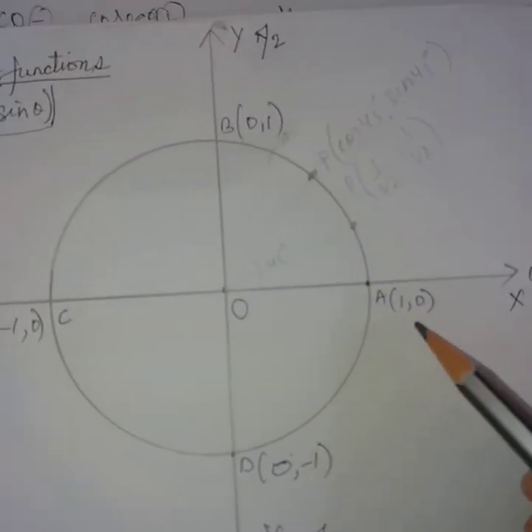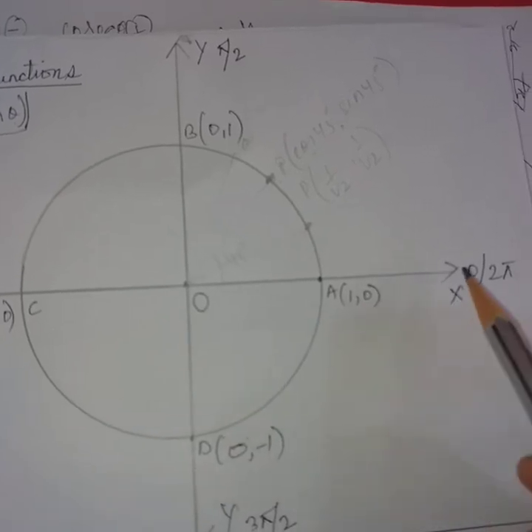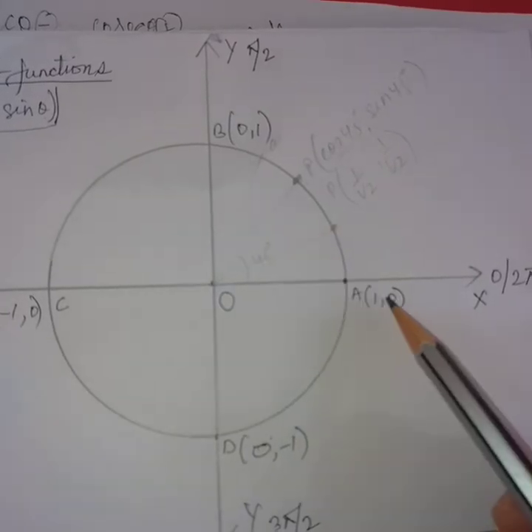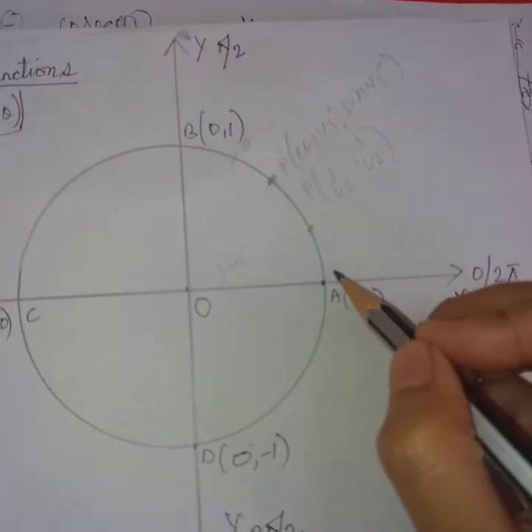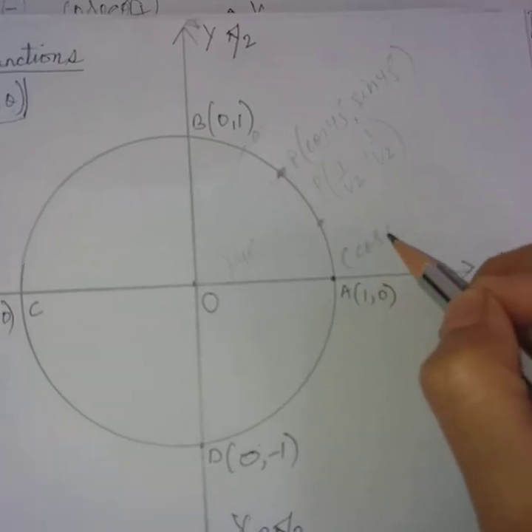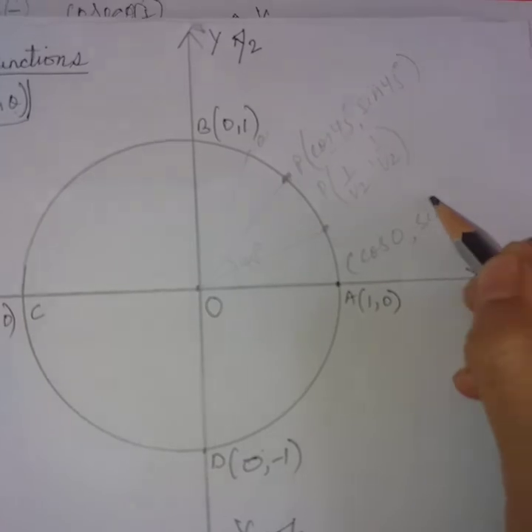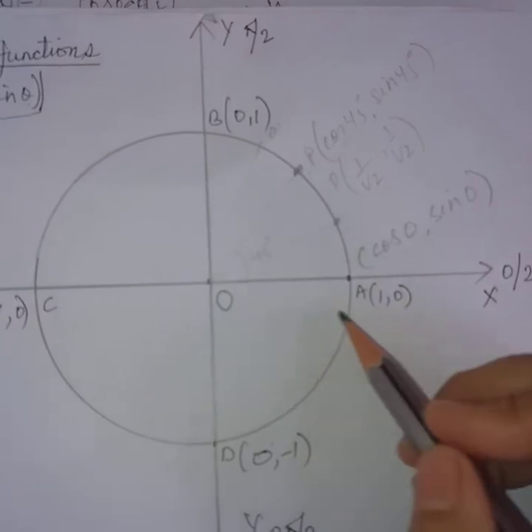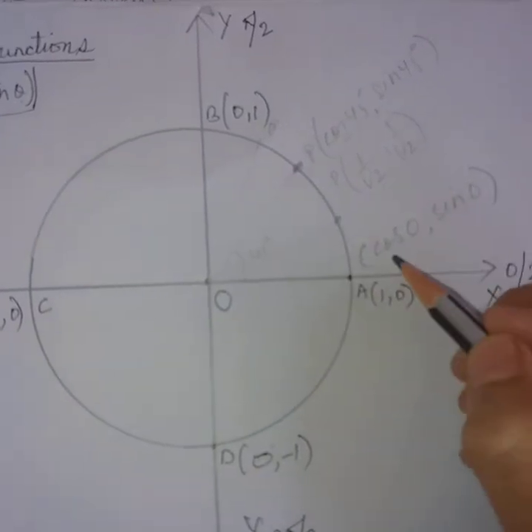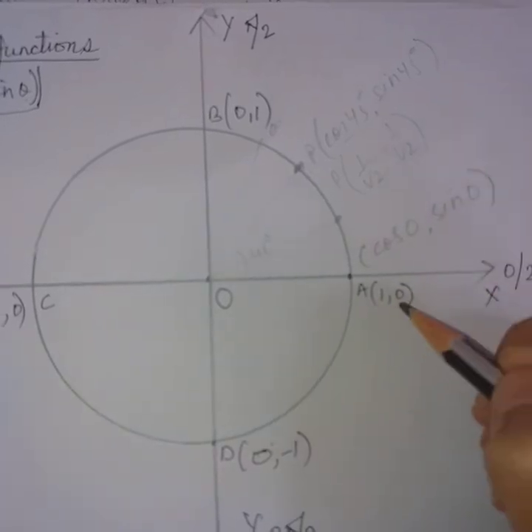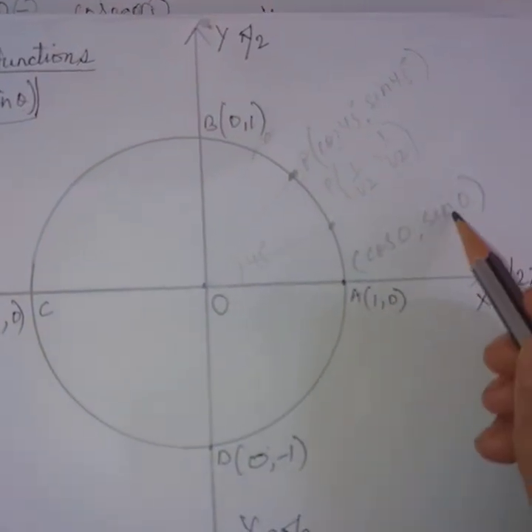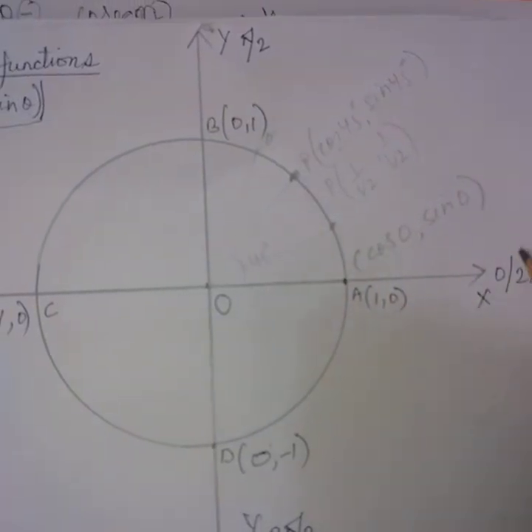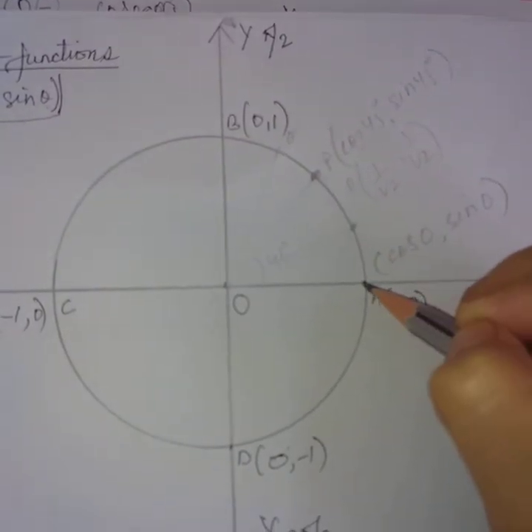Now let us see first, on the x-axis, this point A. On the x-axis, before taking any rotation, the angle is 0. So at point A, the cos theta will be cos 0 and sin will be sin 0. Also the coordinate of A, we know it is (1, 0) because it is a unit circle. So we got the value of cos 0 is 1 and sin 0 is 0.